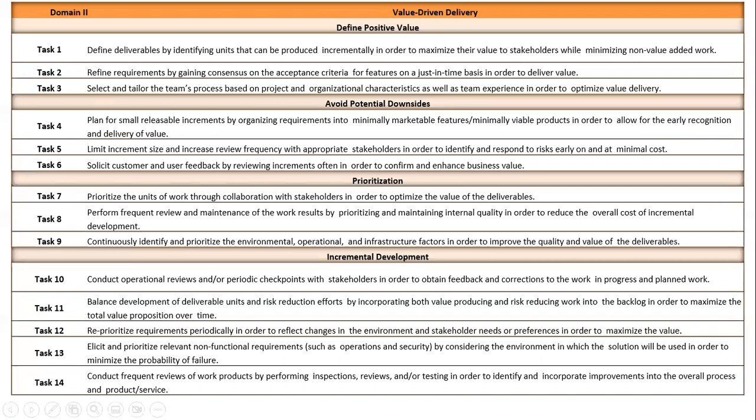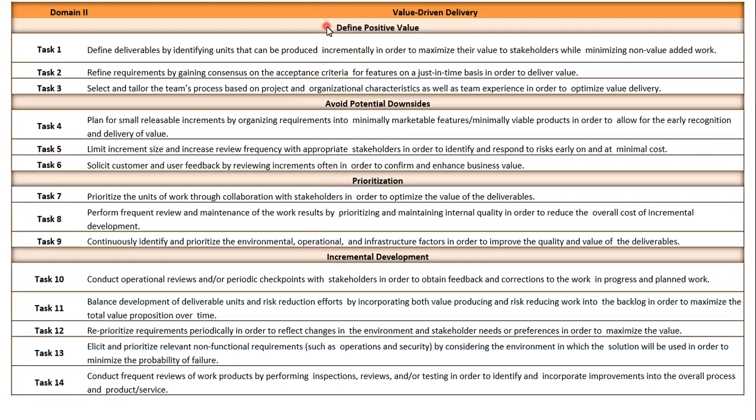The first section, and I'm going to point to these with my clicker so that you're tracking. Right here, we have define positive value. The second section is avoid potential downsides. The third section is prioritization. And the fourth section is incremental development. Now, all these topics are tied to the overarching mindset of value. So let's begin to explore them one by one.